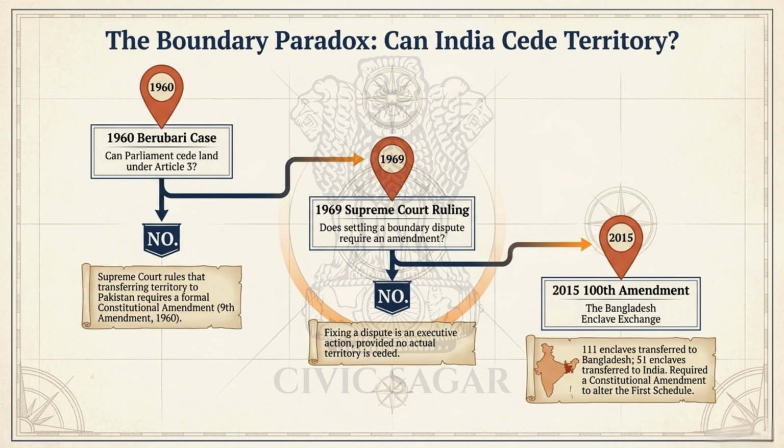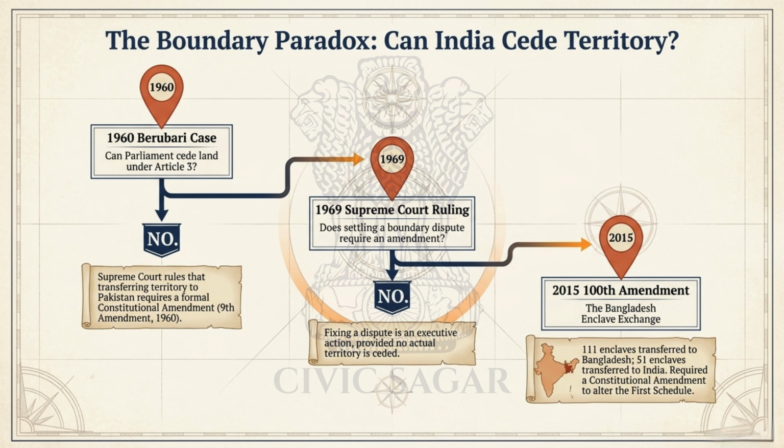Our journey continues with a critical question: can India actually cede its territory? The answer lies in our judicial history, starting with the landmark 1960 Berubari case. At that time, the Supreme Court ruled definitively, Parliament cannot cede Indian land to a foreign nation under the standard powers of Article 3. To do so requires a formal constitutional amendment. Specifically, the 9th Amendment of 1960 was required to settle that particular transfer to Pakistan.